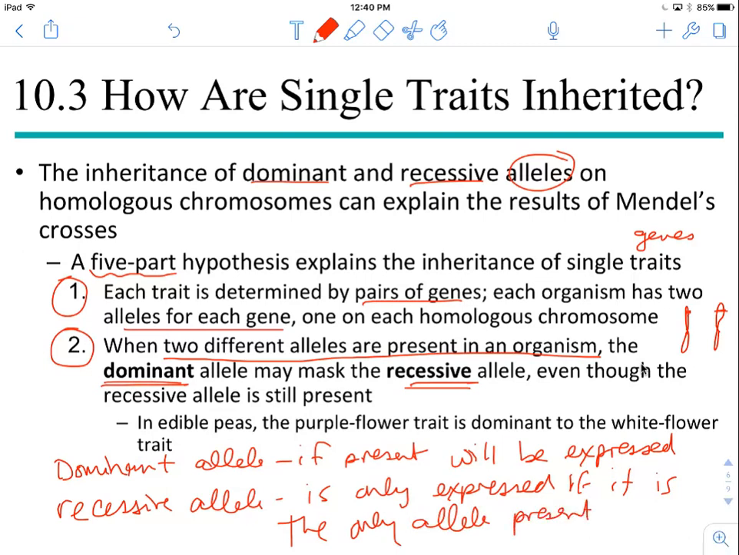Okay, so in our peas, obviously the purple flower trait is dominant to the white flower trait. Okay, and this kind of explains how that white trait can be hidden, because if there's any dominant allele present, if the purple allele is present, you're going to see purple flowers. The only time you see the recessive allele, the white flower, is if it's the only allele present. Okay, so that's our dominant versus recessive.